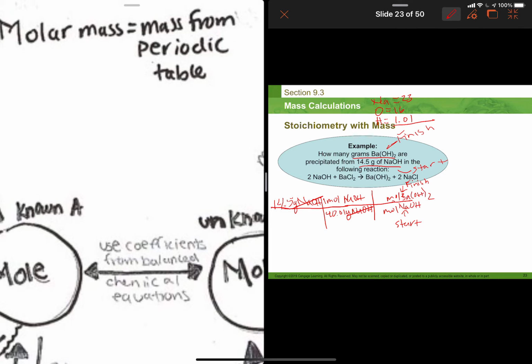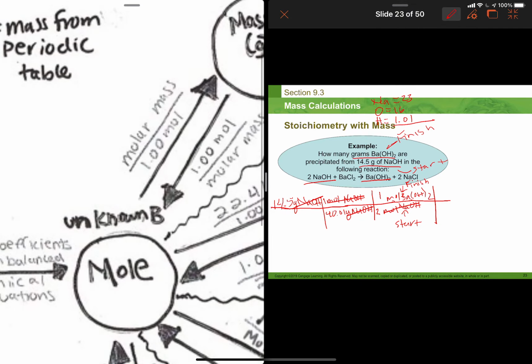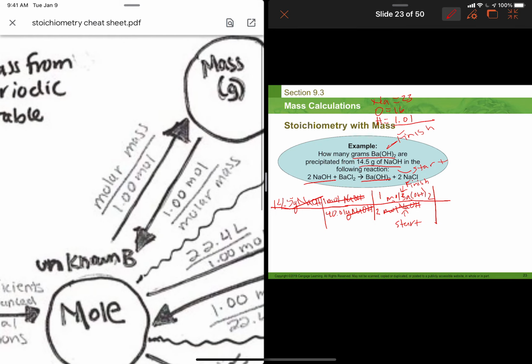Okay, and now the coefficients. Coefficient of Ba(OH)2 is 1, coefficient of NaOH is 2, and then this way we get rid of moles of NaOH. And finally, we can move from mole to mass. So we're going to use the fraction that's pointing towards mass. So it's molar mass of Ba(OH)2 over 1 mole of Ba(OH)2.